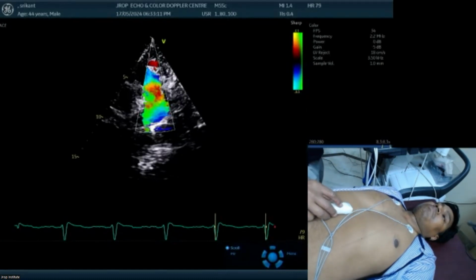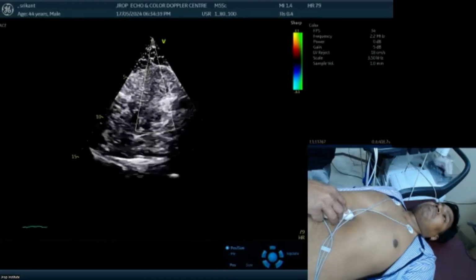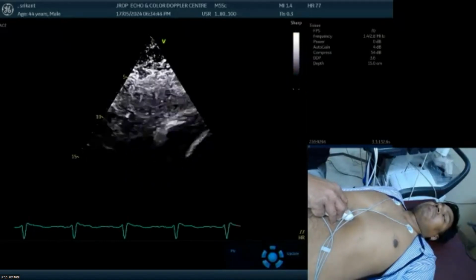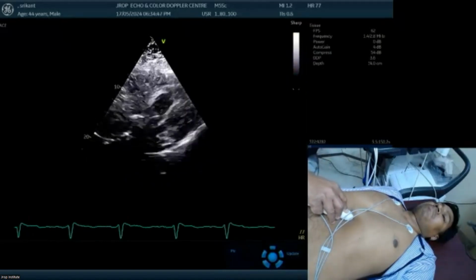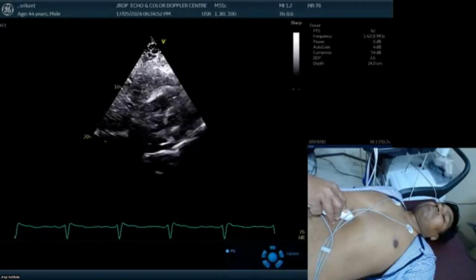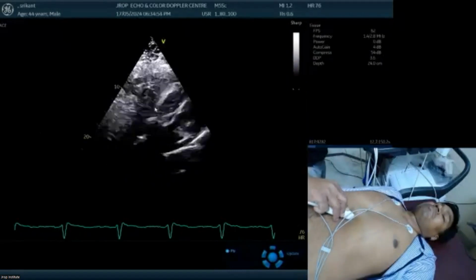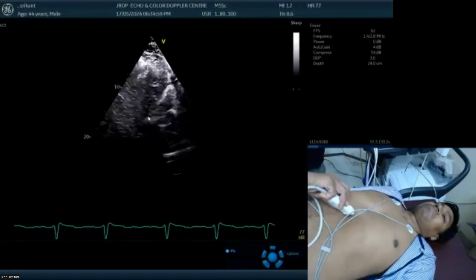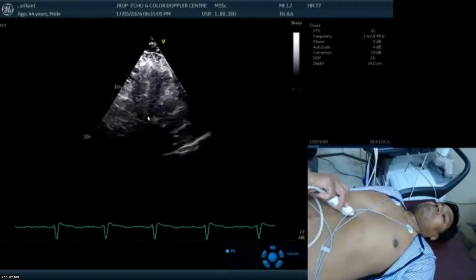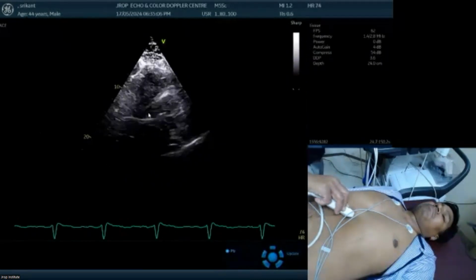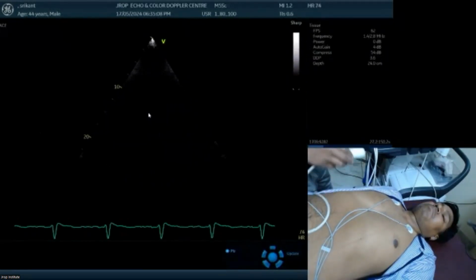Then what we do is we have to go as parallel to the heart as possible. As soon as we go parallel to the heart, we'll start seeing the RV free wall. Counterclockwise 90 degrees, you'll see the IVC. Not seen very clearly in this subject, but here is what you see, an IVC. Then what was the next question? Sir, RA RV outflow view.